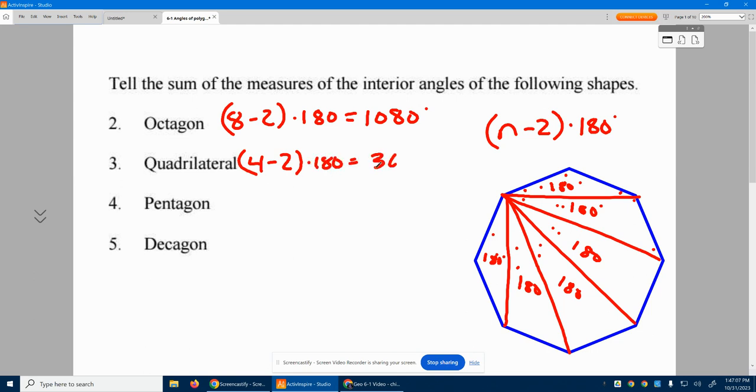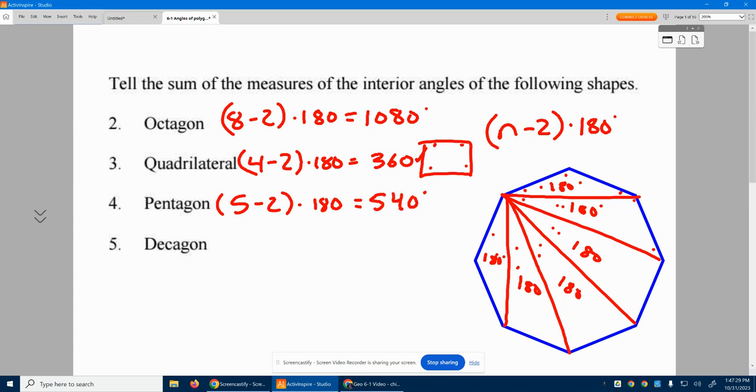For a quadrilateral, there's 4 sides, so we'll do 4, take away 2, times 180, which is 2 times 180, 360. And we could have drawn any quadrilateral, 90, 90, 90, 90 with that shape. 90 times 4 is 360, but you can see, hey, yeah, I know my answer is correct. Pentagon, 5 sides is a pentagon, take away 2 times 180. So that's 3 times 180, which is 540.